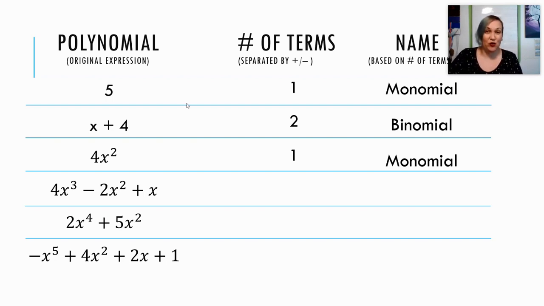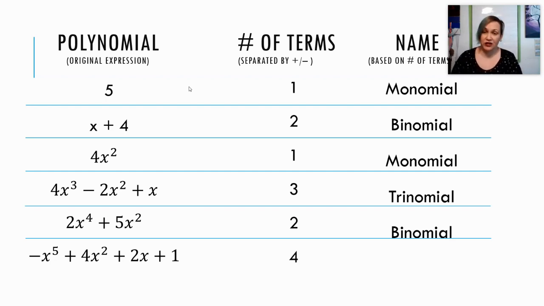In our next example, we have 3 terms. We have the 4x to the third, the negative 2x squared, and the x. So again, separated by adding and subtracting, and this is called a trinomial. Next, we have another example of a binomial, 2x to the fourth plus 5x squared. And finally, we have something with 4 terms.